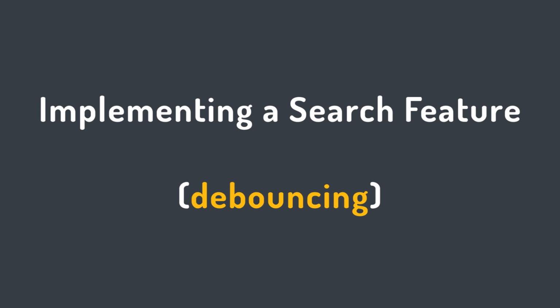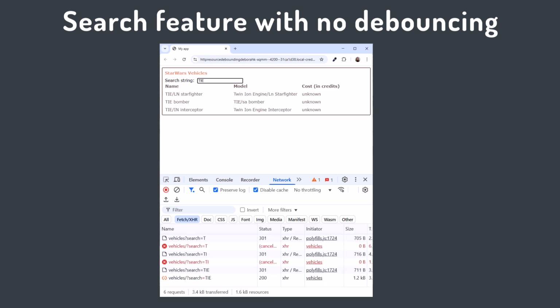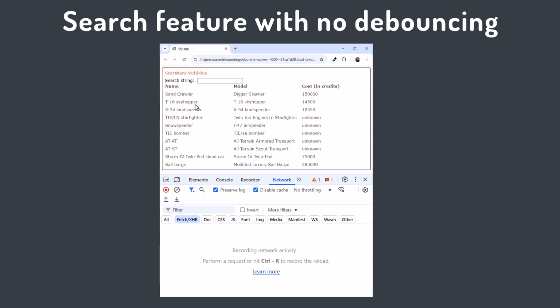Hey, when implementing a search feature, we don't want to issue an HTTP request for each character the user types. Here I'll type TIE. Notice in the network console that an HTTP request was issued for each entered letter. Luckily, I typed fast enough that all but the last request was canceled, but we'd still hit the server 3 times. I'll clear the console and try it again, a bit slower.